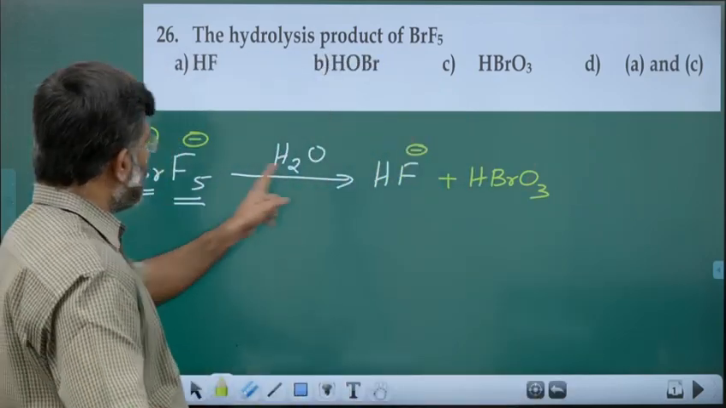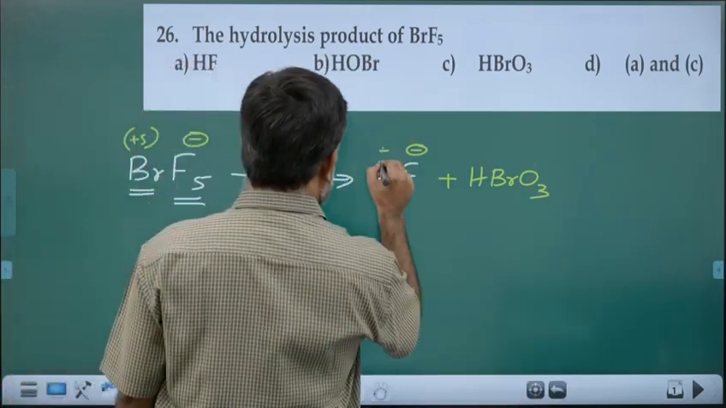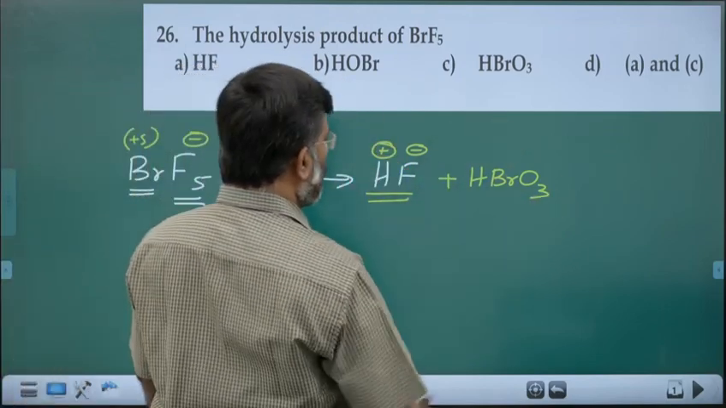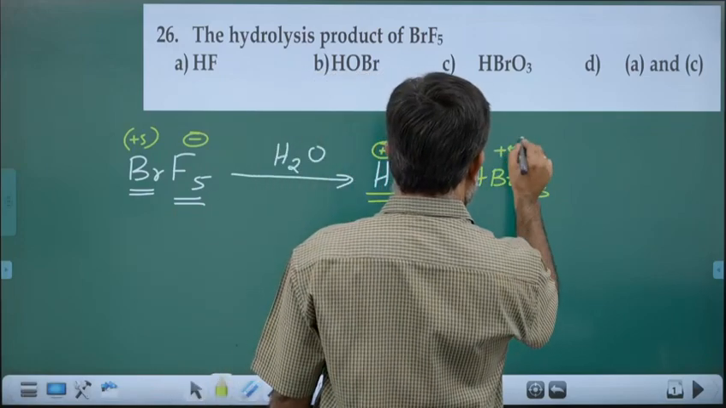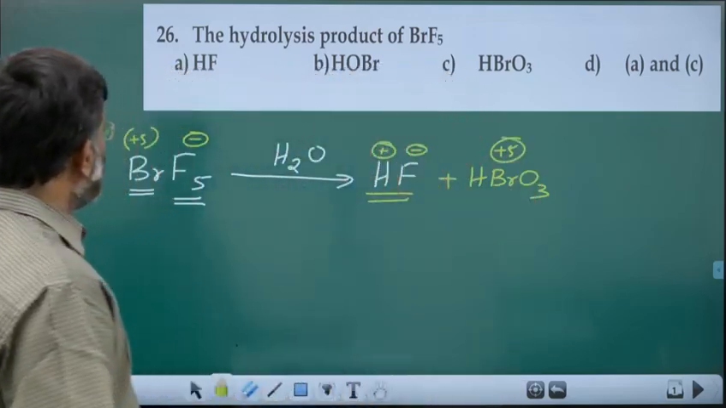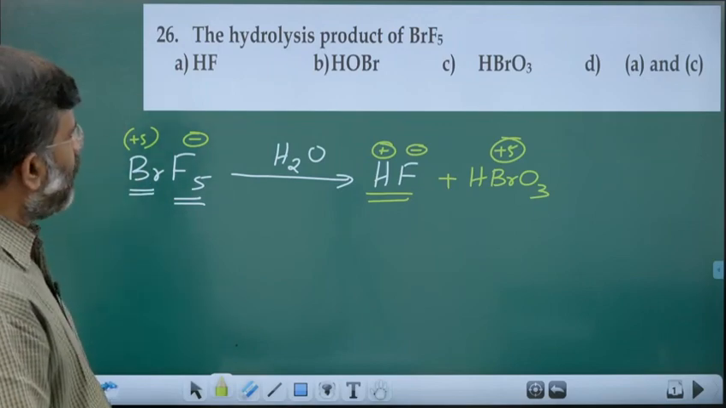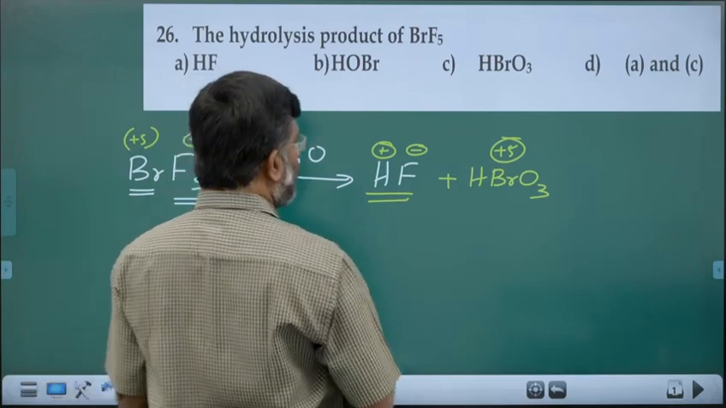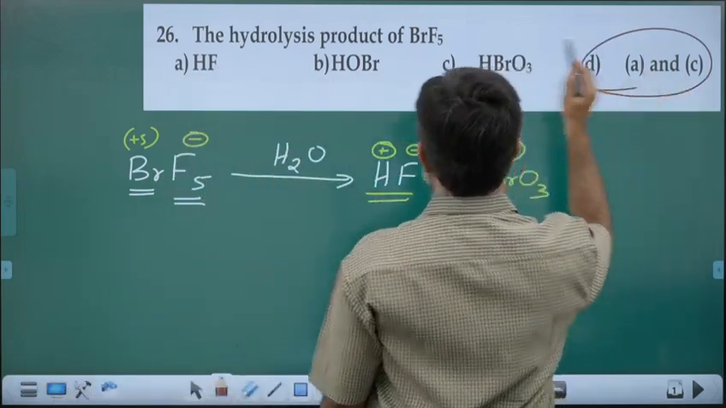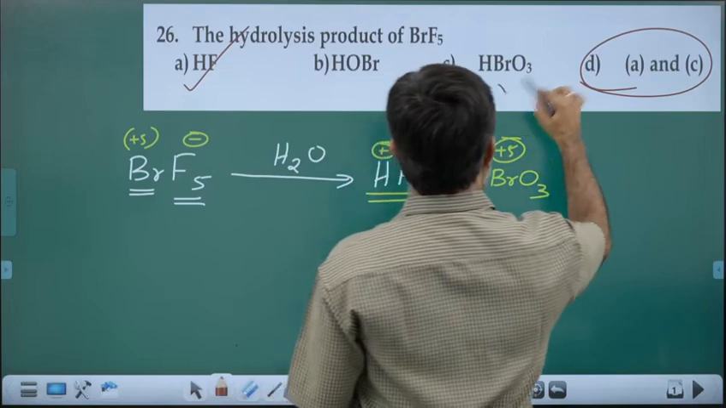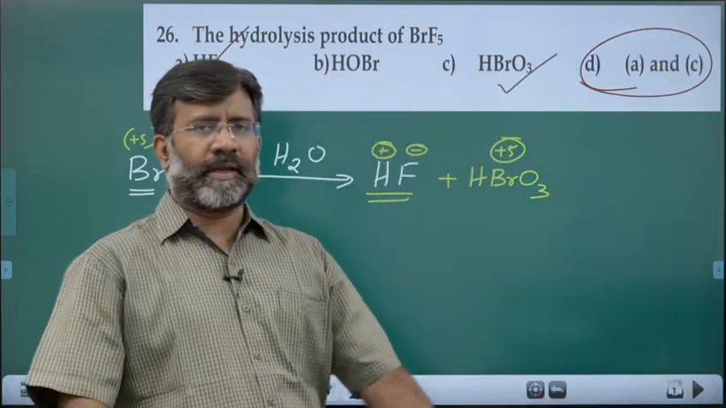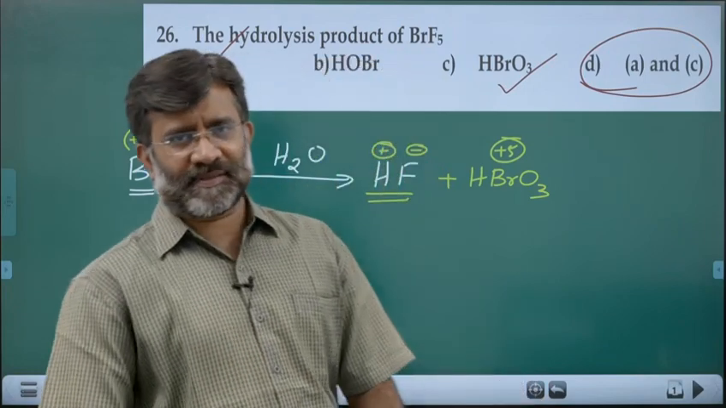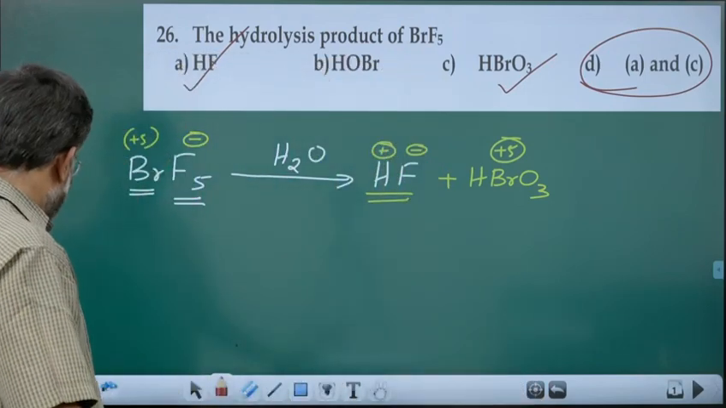So fluorine -1, you will get HF. H plus F minus, you are getting HF. Here it is +5, it will go for HBrO3, where bromine is in +5 state. So the answer is option A, HF, and option C, A and C. D is the correct answer. You get this and you get this. Option D is the correct answer. Try more examples. Okay. Next.